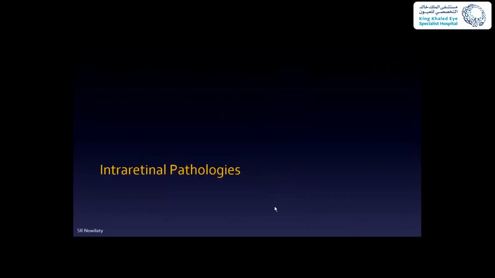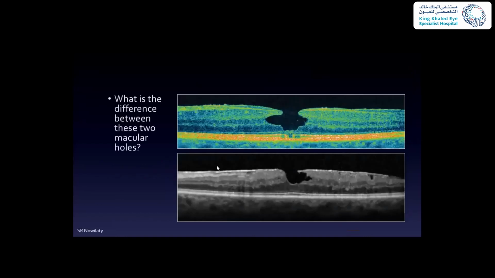Okay, so those were the interface pathologies that we encounter most commonly. Let's look now at the intraretinal pathologies. I'm showing you this, and I think you probably all recognize that this is a loss of tissue at the level of the fovea, and therefore it's a macular hole. I'm asking you whether there is a difference between this macular hole and this macular hole. Are they both full thickness macular holes, or are they partial thickness macular holes?